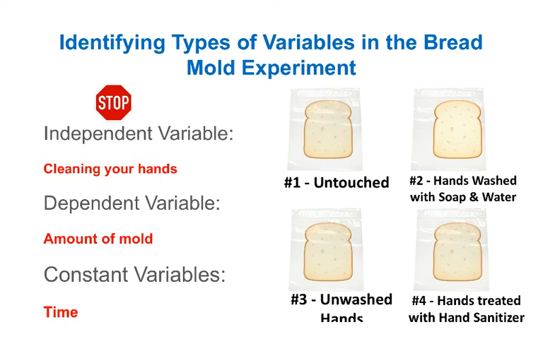Our control group is number 1. We wouldn't want to see how much mold grew on a slice of bread where we handled it with soap and water washed hands, and where we handled it with hand sanitizer treated hands and unwashed hands, without being able to compare it to a piece of bread that had been untouched by our hands. Okay? It's very important. So put this in your notes. And that is the end of our video.